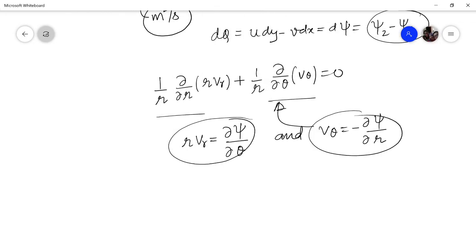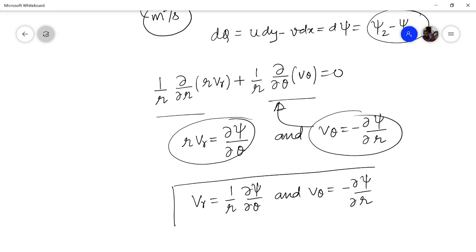Therefore, in cylindrical coordinates, the stream function is used to find out the velocity as follows: Vr is 1 by r del psi by del theta, and v theta is minus del psi by del r. So in this way, you can use this function to represent the velocities in cylindrical coordinates as well.